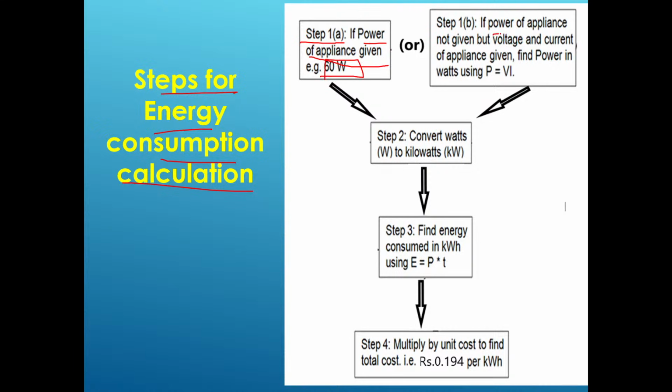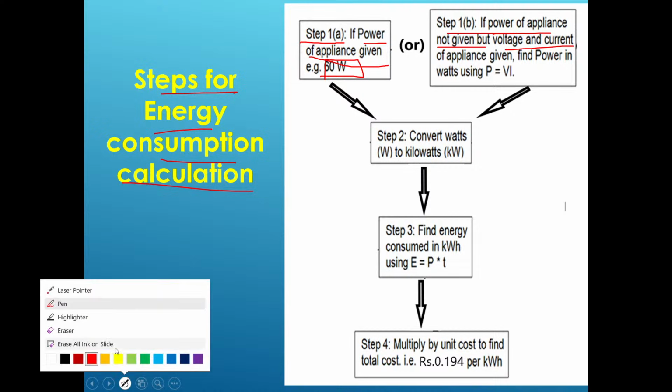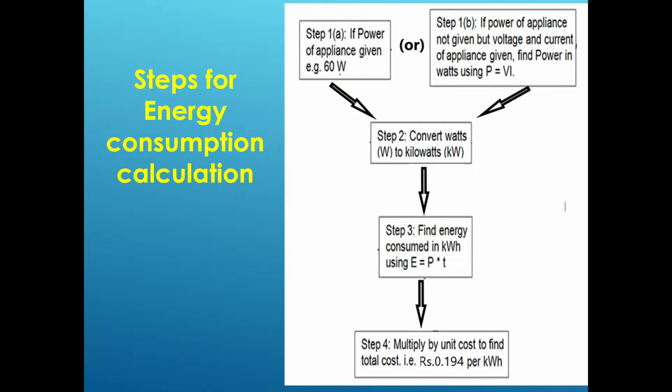Step 1B: if the power of the appliance is not given, but voltage and current are given. On some electrical devices, the wattage will be given. On some electrical devices, voltage and current are given. If voltage and current are given, we have to calculate the power: P equal to V into I. If directly the power value is given, we will note that down.